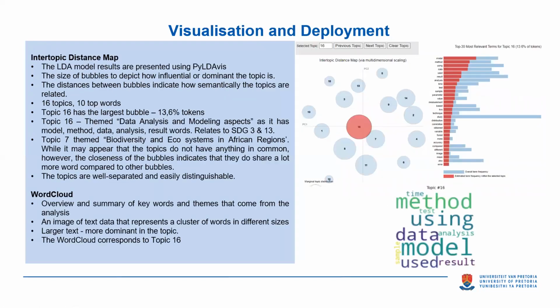Moving on to visualization and deployment. We first explored the well-known intertopic distance map. Topic 16 appears to be the most dominant topic, as illustrated by its size and its central positioning. Looking at the bar graph on the right-hand side, one can get a sense of the main concepts, keywords, or themes that define a particular topic. Next are the word clouds. The word clouds offer a more granular view of the terms within a single topic.